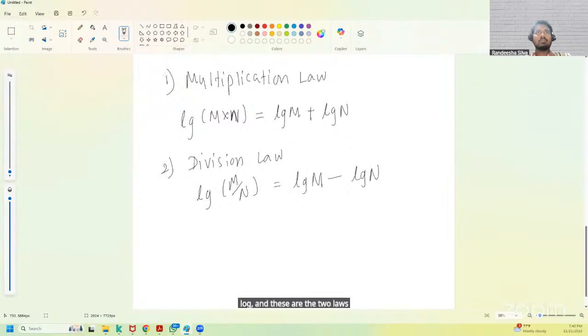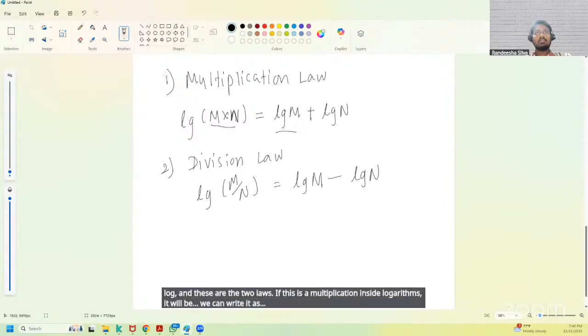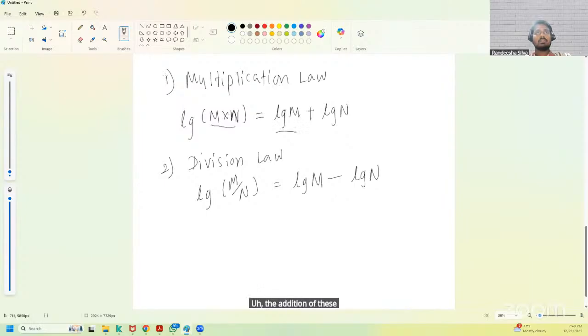If this is a multiplication inside logarithms, we can write it as the addition of the two single logarithms. For this as well, if this is a division, we can write it as a subtraction. So you can write this down. No need to mark these underlines. Please write these two laws here and also these notations.